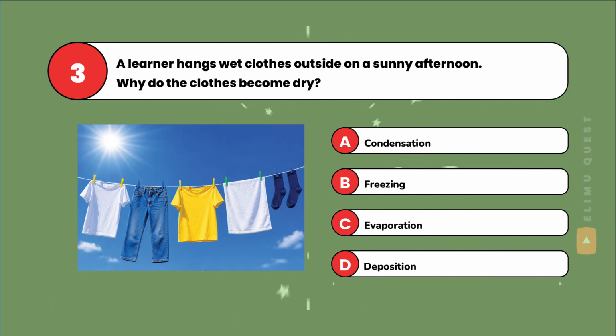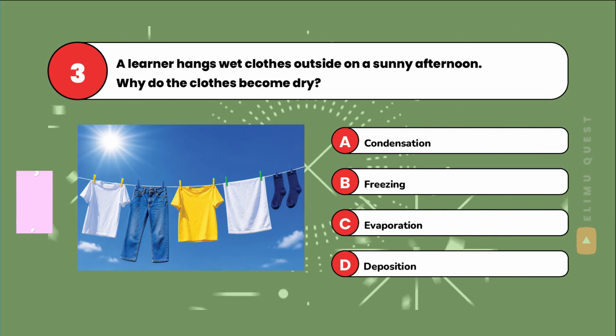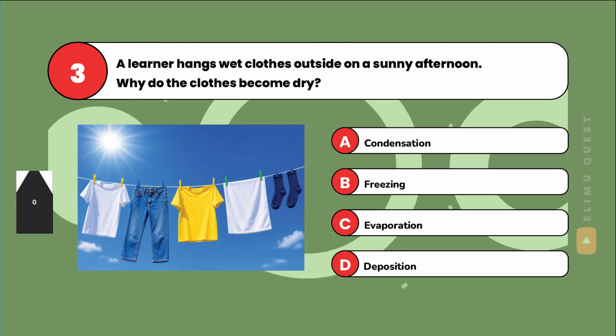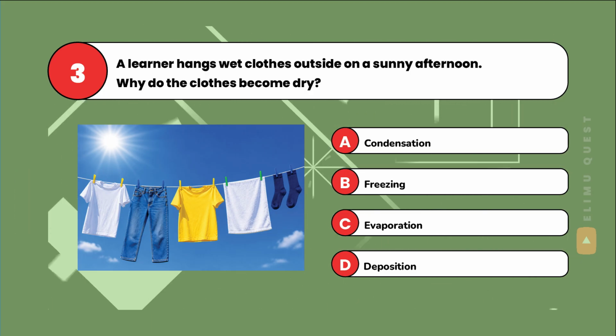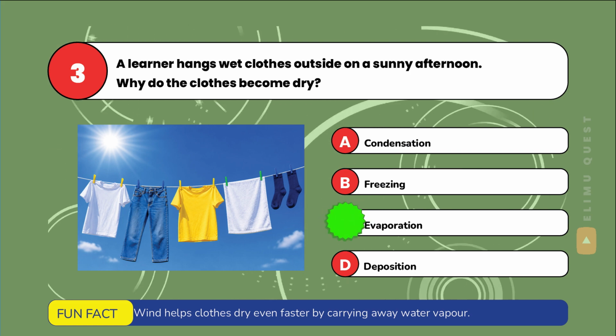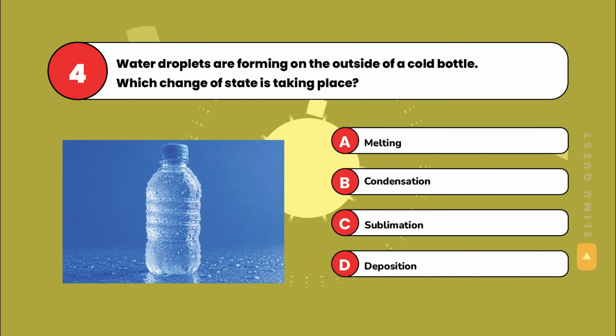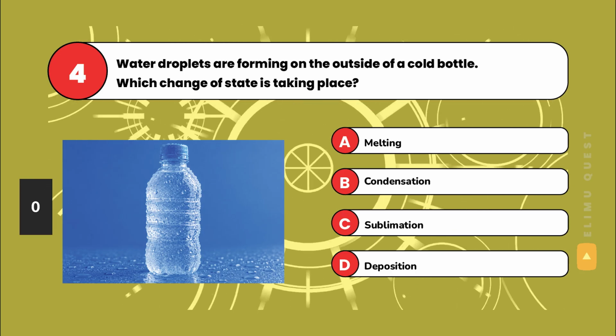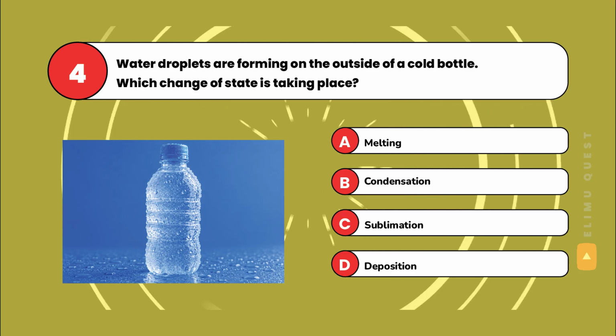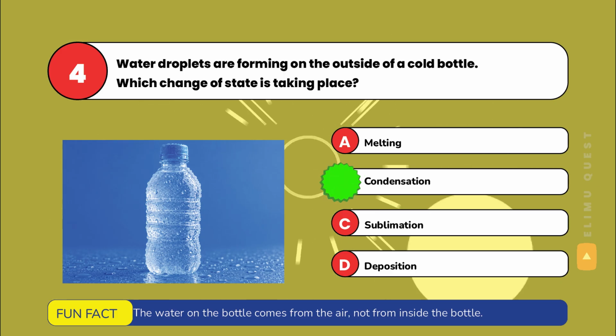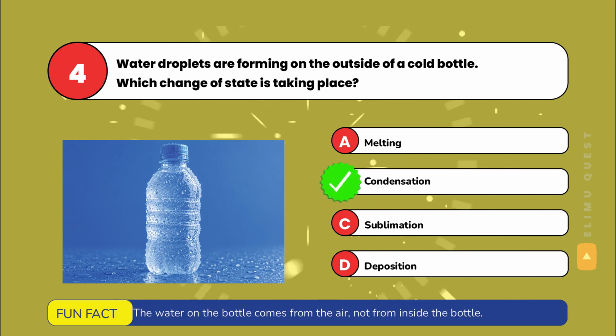A learner hangs wet clothes outside on a sunny afternoon. Why do the clothes become dry? Heat from the sun changes water on the clothes into water vapor. Water droplets are forming on the outside of a cold bottle. Which change of state is taking place? Through condensation, water vapor in the air cools and changes into tiny liquid droplets.